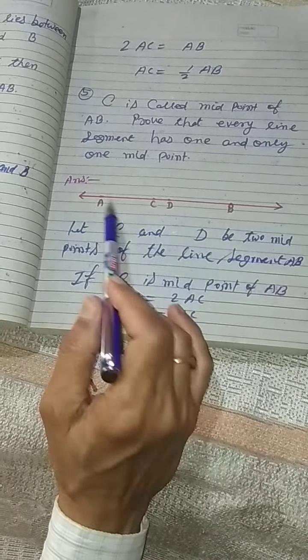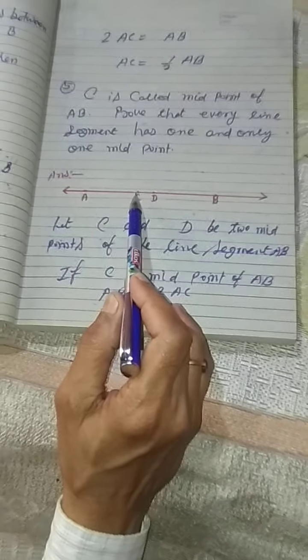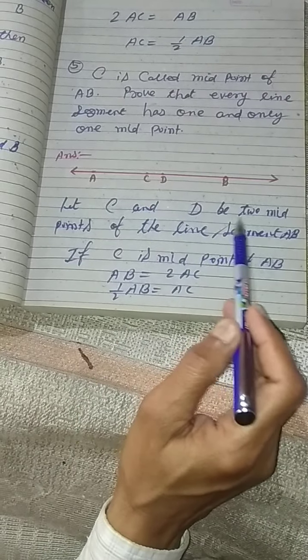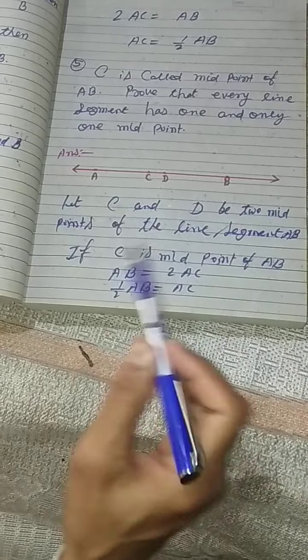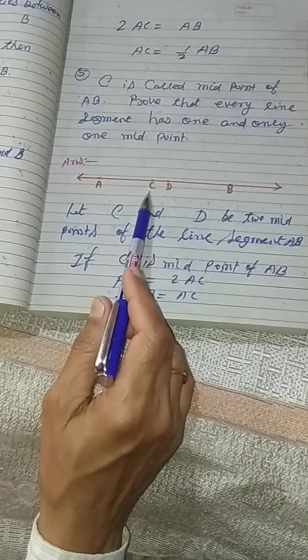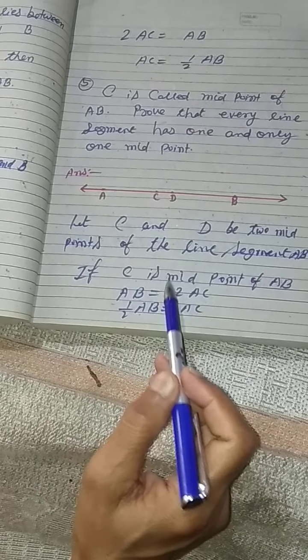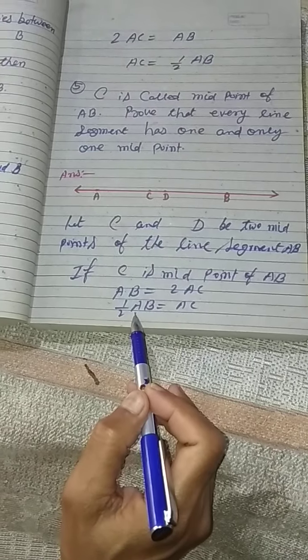Now in this figure, AB is a line and we are taking two points C and D. Let these points C and D be two midpoints of the line. We have to prove here. Firstly, we take C as the midpoint of AB. If C is the midpoint of AB, then AB is equal to twice AC. So AC is half of AB.